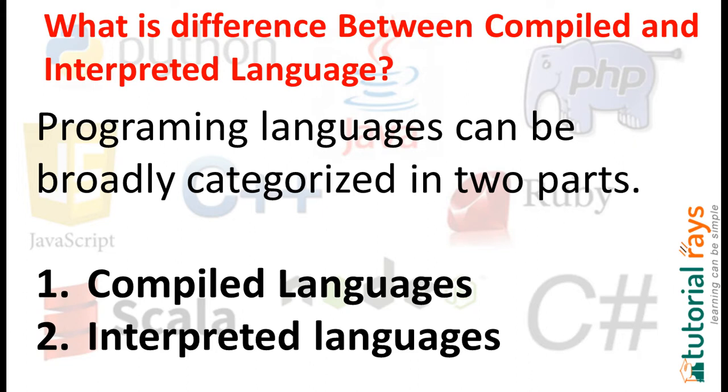In this video I'm going to discuss the difference between compiled and interpreted language. This is one of the most confusing questions asked by developers who want to learn a programming language. Programming languages can be broadly categorized in two parts. The first one is compiled language and the other one is interpreted language.